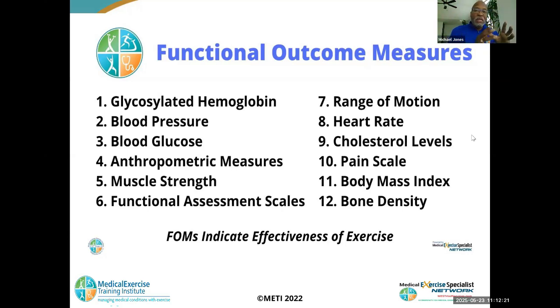Let me go back to number one. Glycosylated hemoglobin is the standard that we use. Normally, that test is done every 90 to 180 days. That gives us an idea of the client's A1C level, which is really the standard measurement to determine how well the management process, whether it's medication or medical treatment or exercise, is really working. So, as I said, blood pressure, blood glucose. Number four, anthropometric measures, just simply body fat measures. Number five, muscle strength. Number six, functional assessment scales.